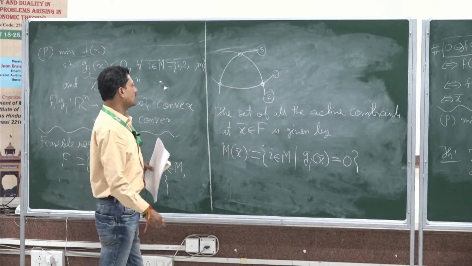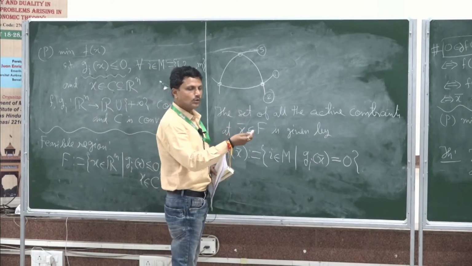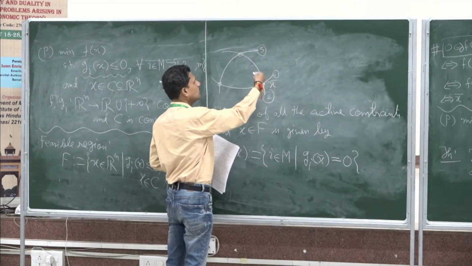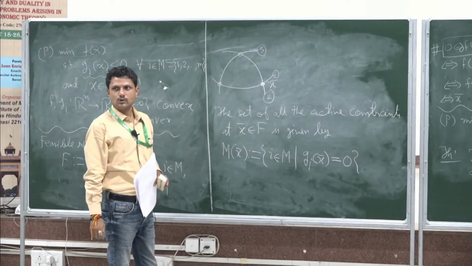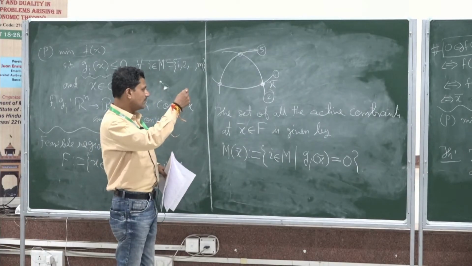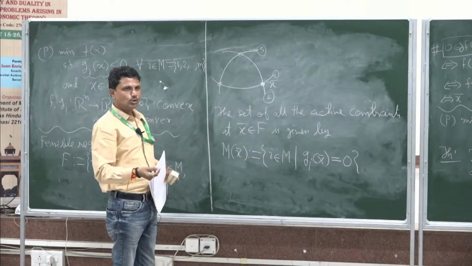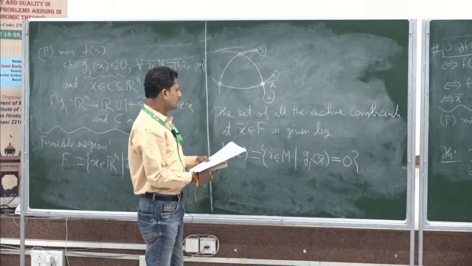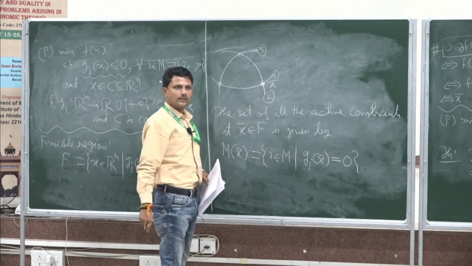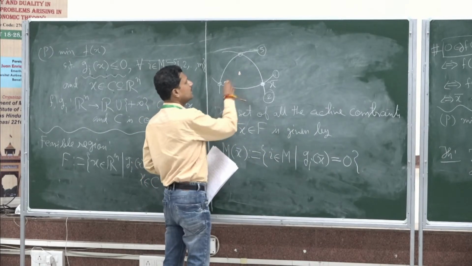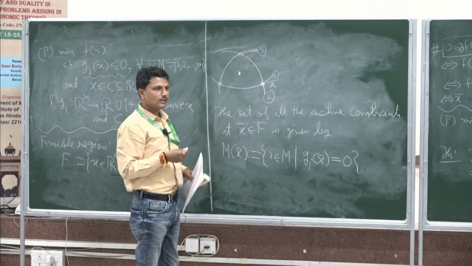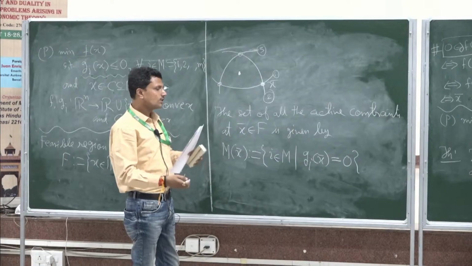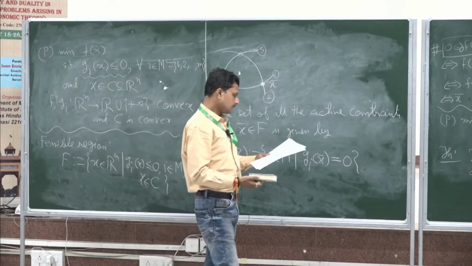So all the active constraints: suppose we have 3 constraints, and at the point x bar, 1 and 2 are active. So out of M we will take the indices 1 and 2. Similarly, for different points we can have different indices. It can also be empty. Suppose we have a point here, then no constraint is on the boundary, so this is empty, right?